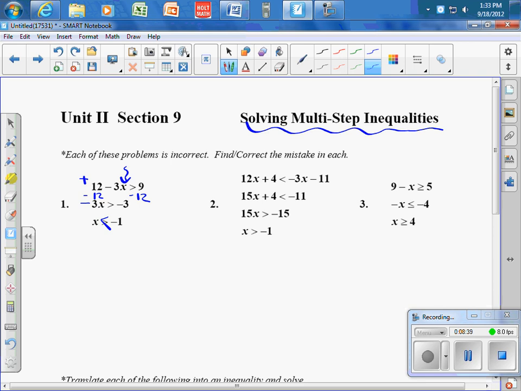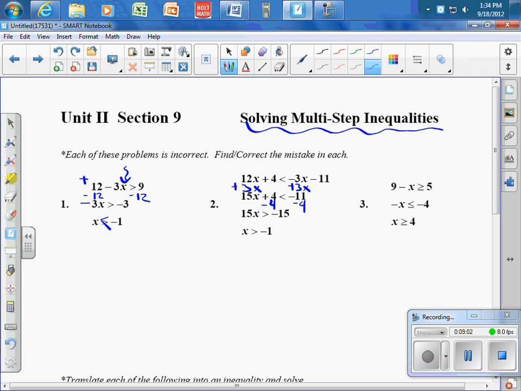In number 2, well, I have variables on both sides. Use addition or subtraction to cancel out the negative 3x. It'll take addition, so I could do plus 3x. And that looks okay. We have 15x plus 4 is less than negative 11. So let's subtract 4 from both sides. Get 15x. Here it is.